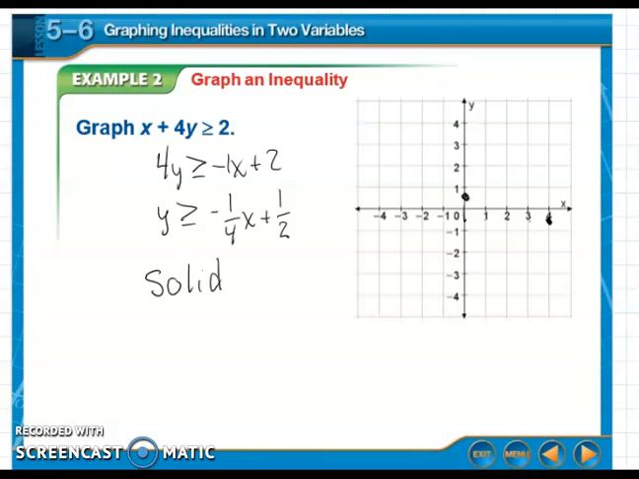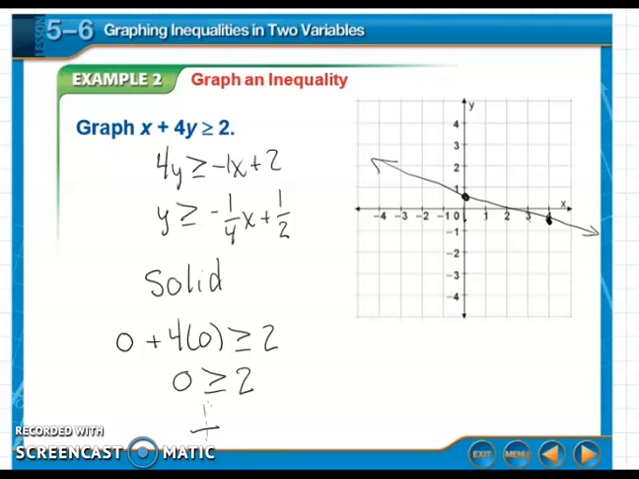So I'm going to draw the line. This is a solid one. So there's my line. And now we'd use the test point. So 0, 0 is the best test point. The math's easy. Is 0 plus 4 times 0 greater than or equal to 2? So that would be 0 is greater than or equal to 2. So that's false. So we're going to shade above.